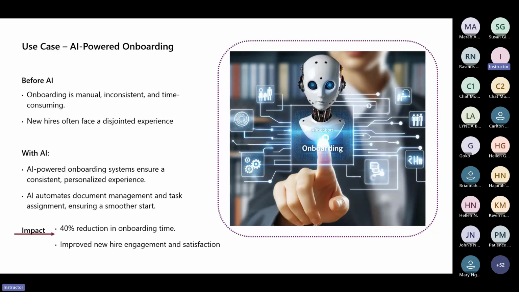So with AI powered onboarding, companies can create a consistent, personalized experience for every new hire. It takes care of collecting the documents, assigning the tasks, and tailoring learning paths based on each person's role and background. You see, we have tools that automate the process from end to end, saving time and making new hires feel more prepared and engaged from day one.